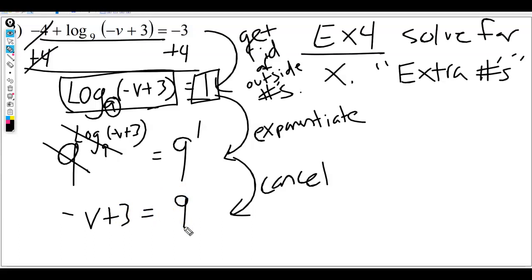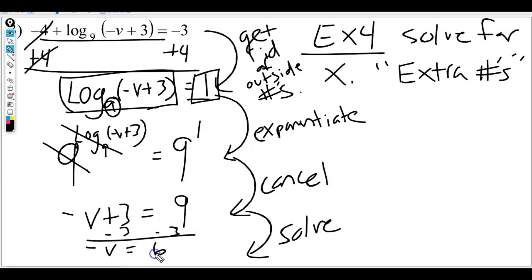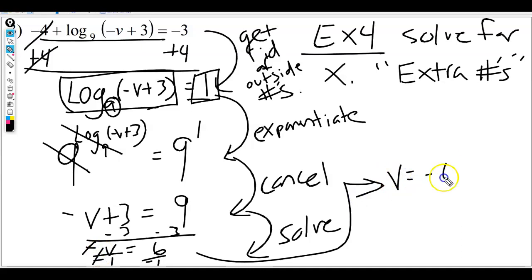And from there, you should be able to just solve. So I'm going to subtract 3 first. That's going to leave me with negative v equals 6. And then I'm going to divide both sides by a negative 1. And I'm out of space, so I'm going to write my answer over here. But the negative 1 cancels, and 6 divided by negative 1 leaves me with negative 6.